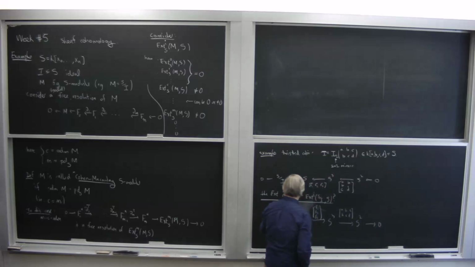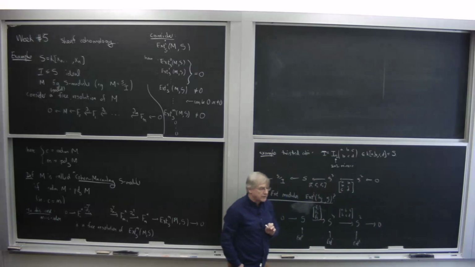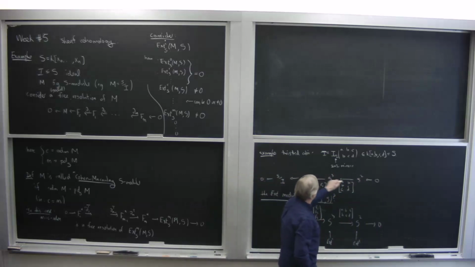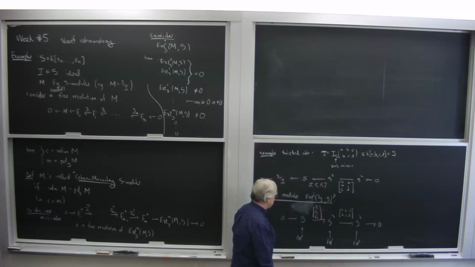Okay. And this will be where Ext^0 is computed. This will be where Ext^1 is computed. And this is Ext^2. Okay. Is this okay with everyone so far? So this is just the transpose of this. S star is S. S^3 star is also an S^3. It's the dual S^3, just like in vector spaces.